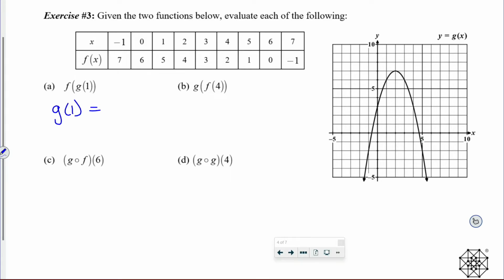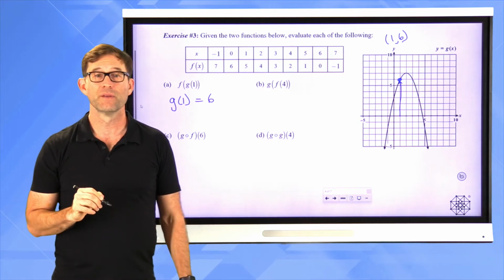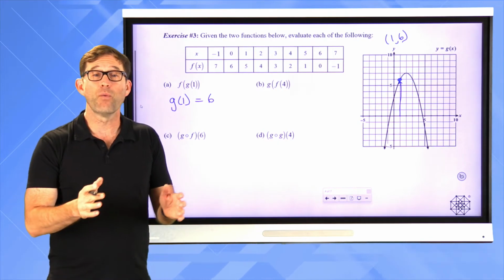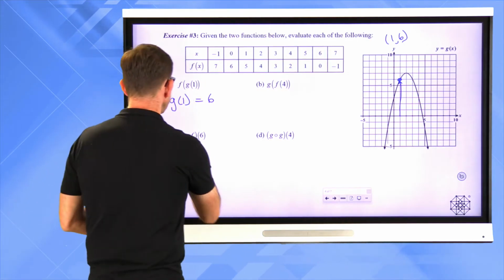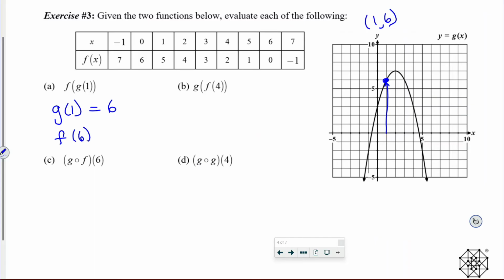Now, g is represented by this graph, so I go over to x equals 1, I go up, and because the point 1 comma 6 lies on this graph, g of 1 is equal to 6. And now the great thing is that g of 1, which is equal to 6, is the input to f, so I'm just looking for f of 6. And f of 6, there's my input of 6, f of 6 is equal to 0.